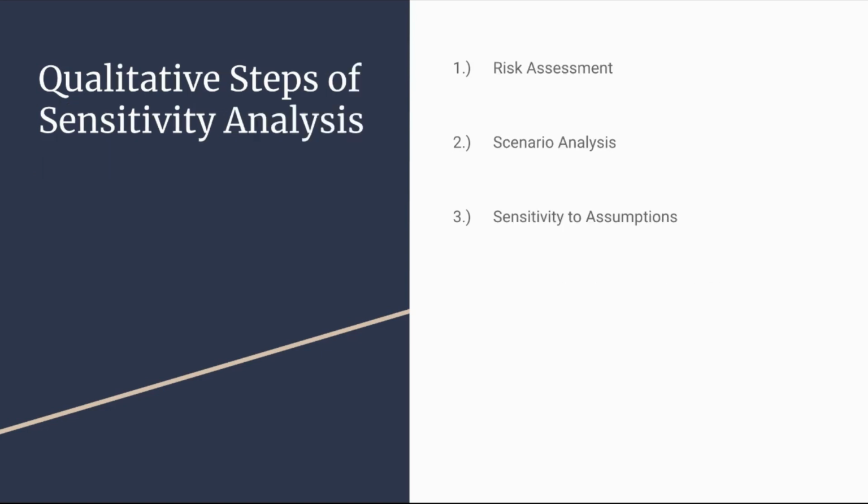Moving on to the qualitative steps, we can see that there is a second set of steps that we only have 3 up here for. That's because it's not as mathematical. First, you're going to look at the risk assessment.